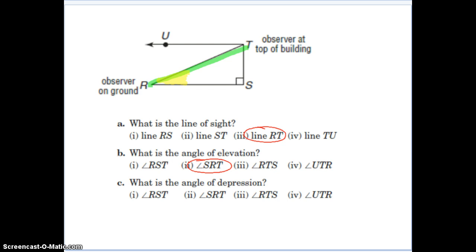An angle of depression is the angle that someone is going to be looking down. So here's the observer at the top of the building. To go down, you look at this angle right here. So that would be angle UTR. There you go. All right, here's an example problem.